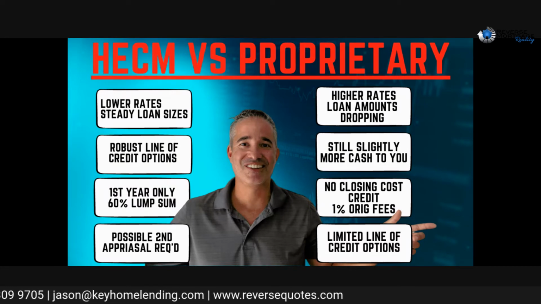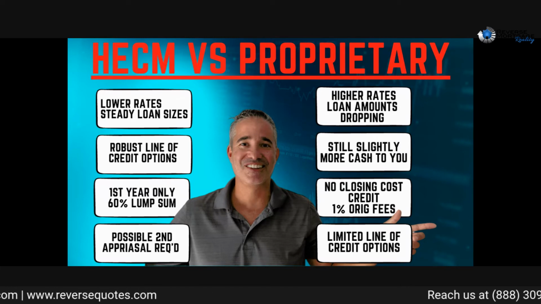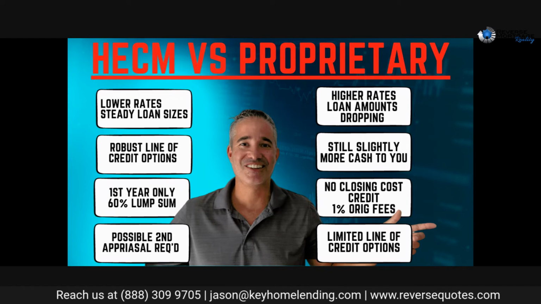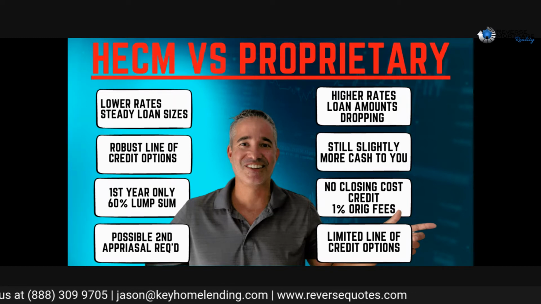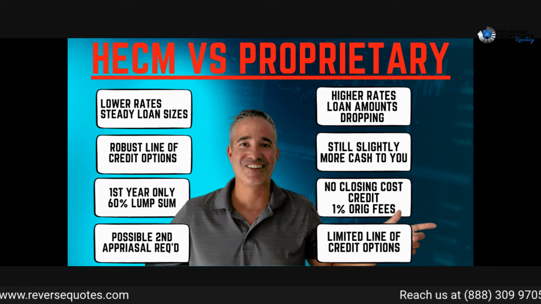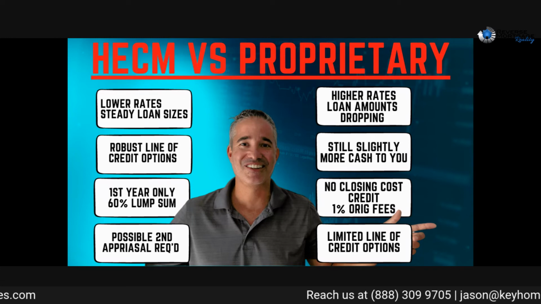Now, one of the things the proprietary does, which beats the HECM every single time, is if you want all your money, you can get it. With the HECM, you see first year only 60% lump sum. With the proprietary, you can get 100% of your lump sum right away. So what else do we have here? We already went over the no closing cost credit and the 1% origination fee on the proprietary.